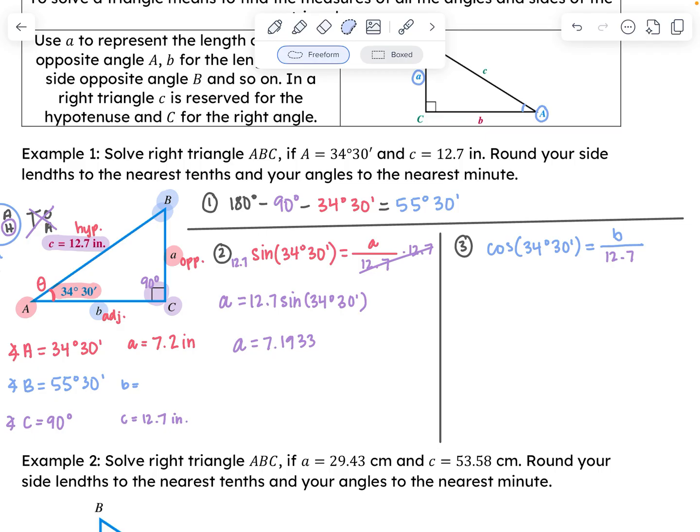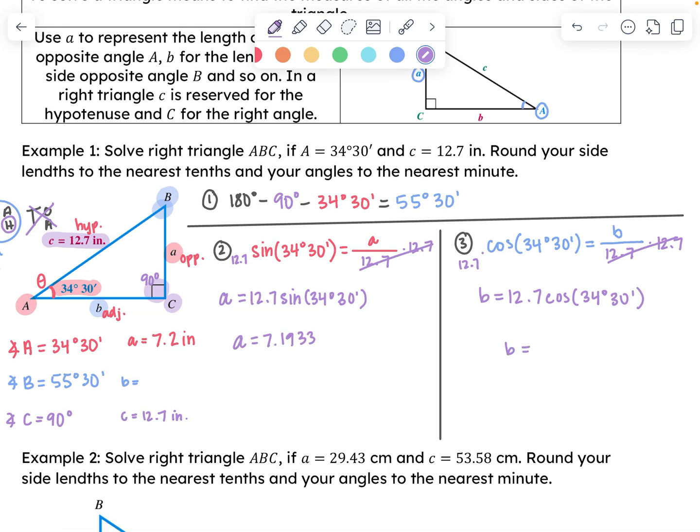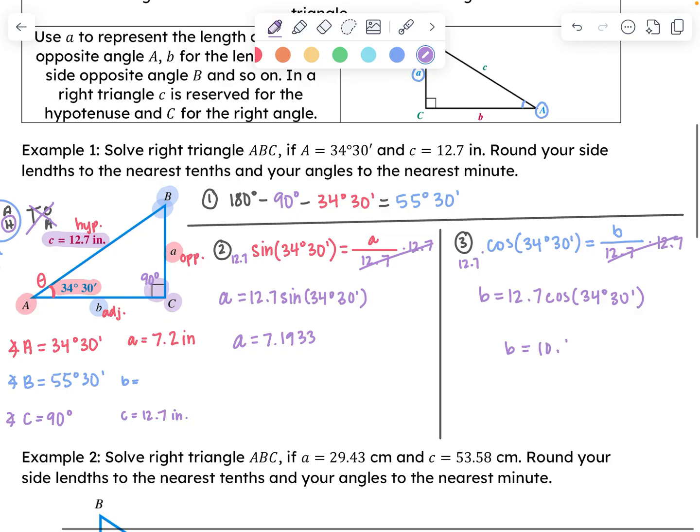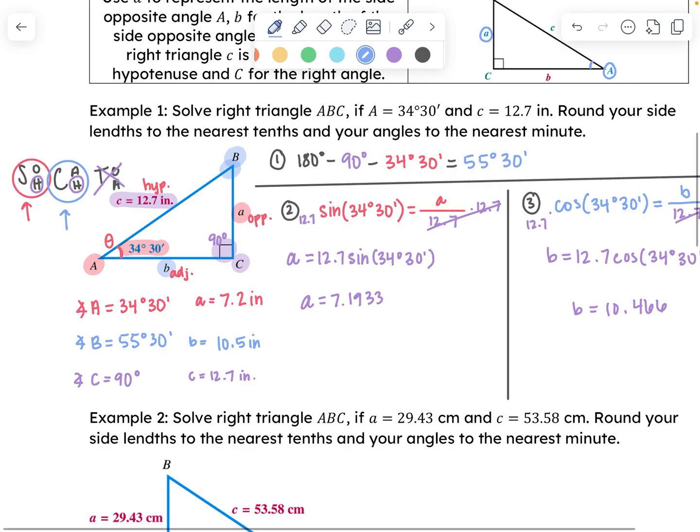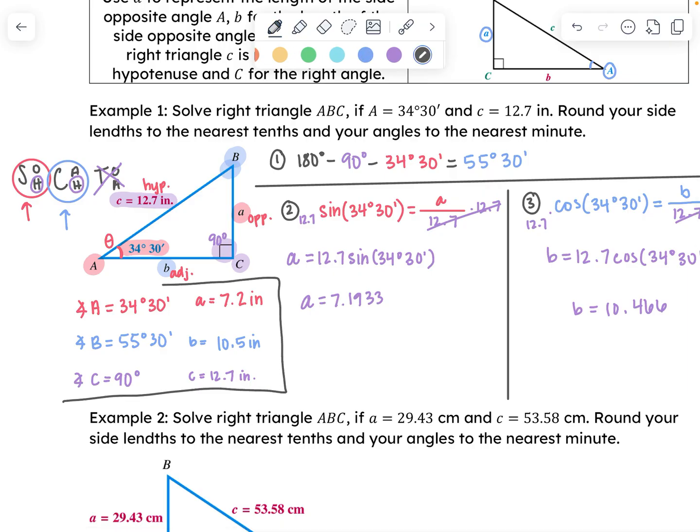So from here, I'm going to do the same thing. I'm going to multiply both sides by 12.7. So I get that B is equal to 12.7 times the cosine of 34 degrees 30 minutes. When I plug that into my calculator, it spits out 10.466-ish, which rounding to the nearest tenth would be 10.5 inches. And then I found all of my angles and all of my sides, so I have solved the right triangle.